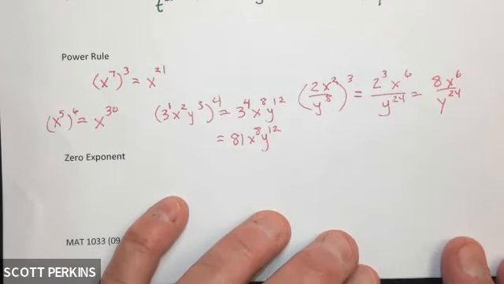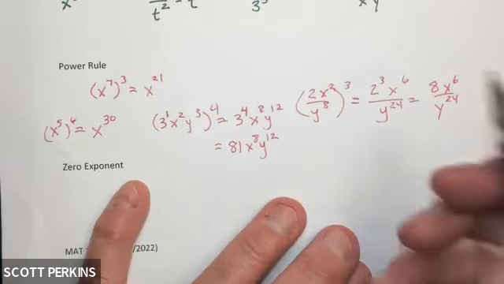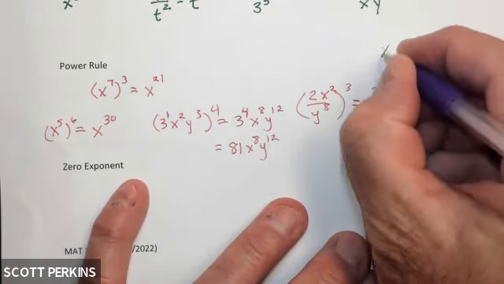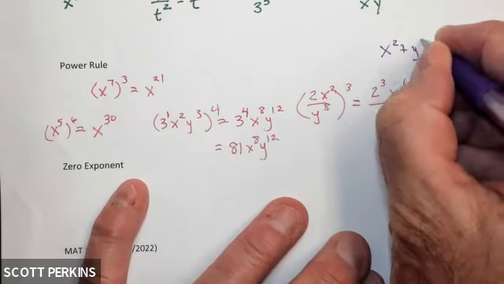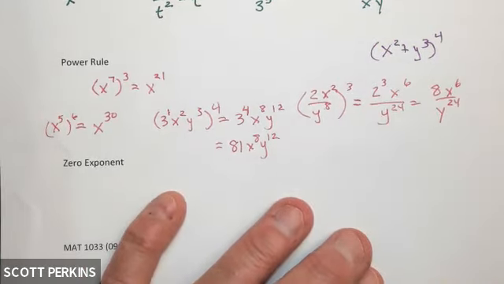One other thing I want to state about the power rule. Another misconception is if I have something like this, let's say I have x squared plus y to the 3rd raised to the 4th power. The power rule does not apply to that situation. Can anyone tell me why the power rule does not apply right there?